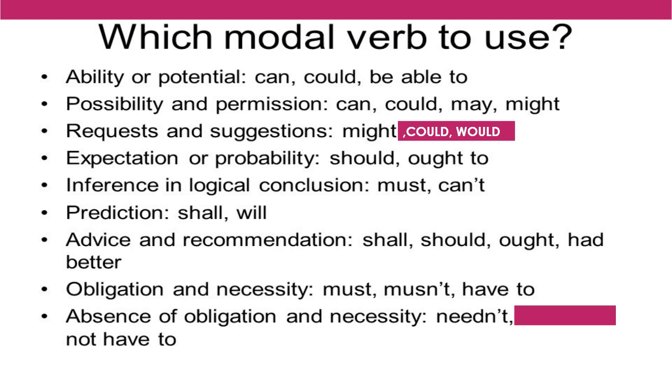Inference in logical conclusion we have must and can't. For prediction we use shall or will. For advice and recommendation also we use shall, should, ought, had better. Then for obligation and necessity we use must, mustn't, have to. And if there is absence of obligation and necessity, we use need not or not have to.